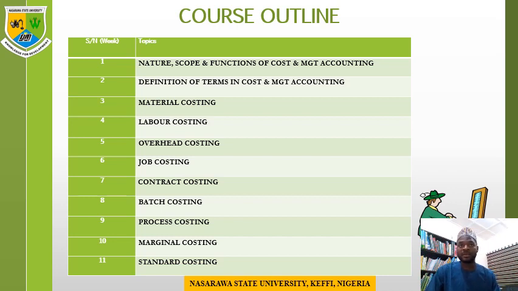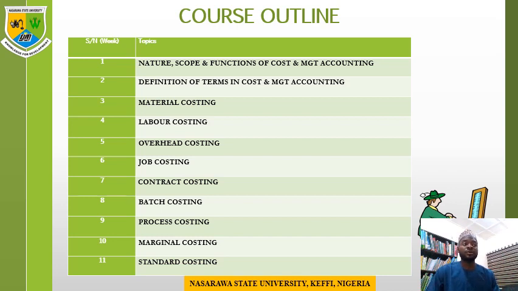Then we'll look at material costing. How do we prepare and manage the cost of materials that we purchase, the raw materials, the work in progress, and the finished goods materials that we have? How do we manage them? What are the mechanisms? What are the methods that we are going to be able to manage this significant aspect of the business?